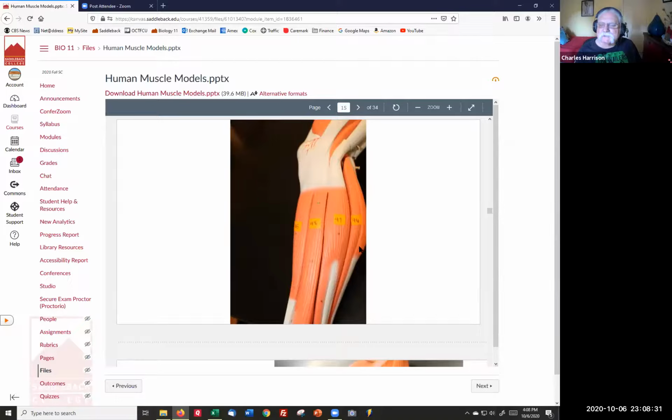Okay. This was the gastrocnemius back here. Here's the soleus. And here's that fibularis longus. And that leaves us with two more. This is the extensor digitorum longus, which dorsiflexes the toes to the sky. And here's the tibialis anterior.